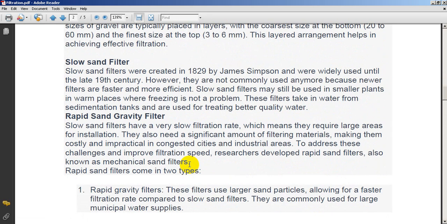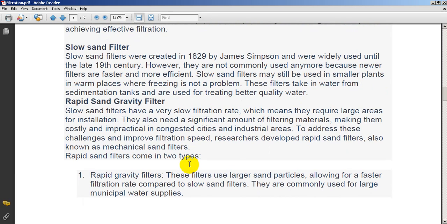Slow sand filter. Slow sand filters were created in 1829 by James Simpson and were widely used until the late 19th century. However, they are not commonly used anymore because newer filters are faster and more efficient. Slow sand filters may still be used in smaller plants in warm places, where freezing is not a problem. These filters take in water from sedimentation tanks and are used for treating better quality water.